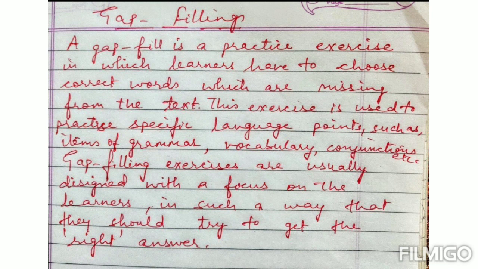Now here are some exercises for you. Students, you see that in each of these exercises there are some blanks, means the text is missing. For each blank you are given 4 options as answers. You are supposed to choose the correct option and fill in the gap, or you can say blank.